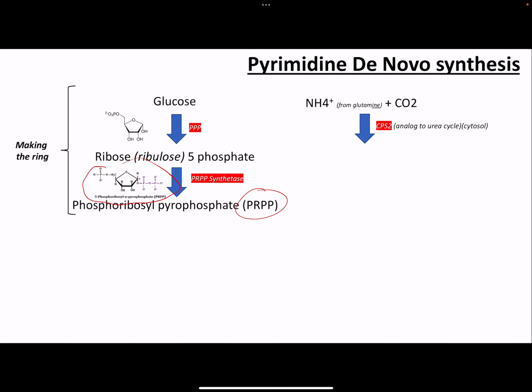Ammonium and carbon dioxide. That sounds familiar. That's the beginning of the urea cycle, if you think about it. Ammonium and carbon dioxide, and that makes carbamoyl phosphate. But remember, that was carbamoyl phosphate synthetase 1. This is synthetase 2. And if you remember, the first 2 steps of the urea cycle happen in the mitochondria. This happens in the cytosol. They love to ask little questions like that. So I would just know that this is all in the cytosol.